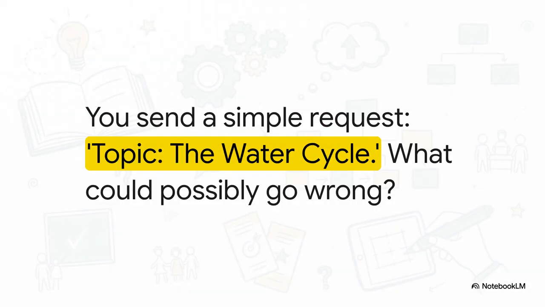You're thinking, this is easy enough. So you shoot off a request that looks something like this. Two words. Topic, the water cycle. And what happens? Well, you might get back a college-level thesis, or you might get a coloring page for first graders. You get something for sure, but it's almost never the right thing.